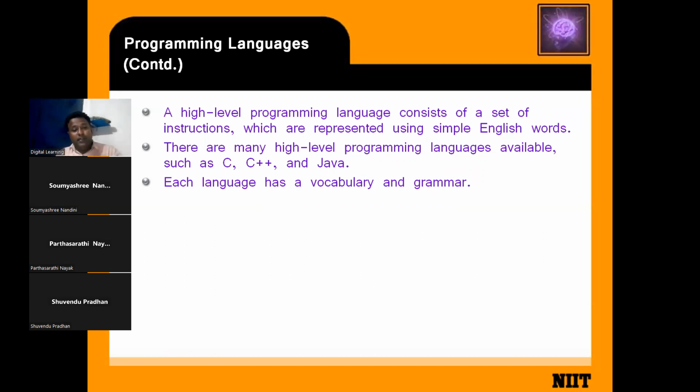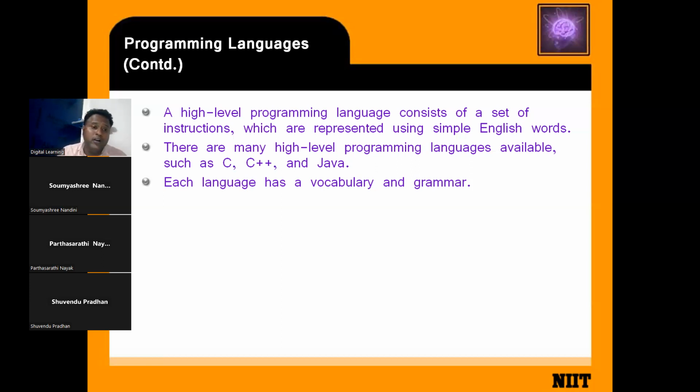And in your schooling career, in your college career, like in plus two, in your 10th, when you learn any language, you have to follow the rules. Those rules are called the grammar. In English, in your Hindi, in your Odia, whichever literature subject you have, you are having a grammar. You have to follow the grammar. If you are not following the grammar, then your statement may be incorrect.